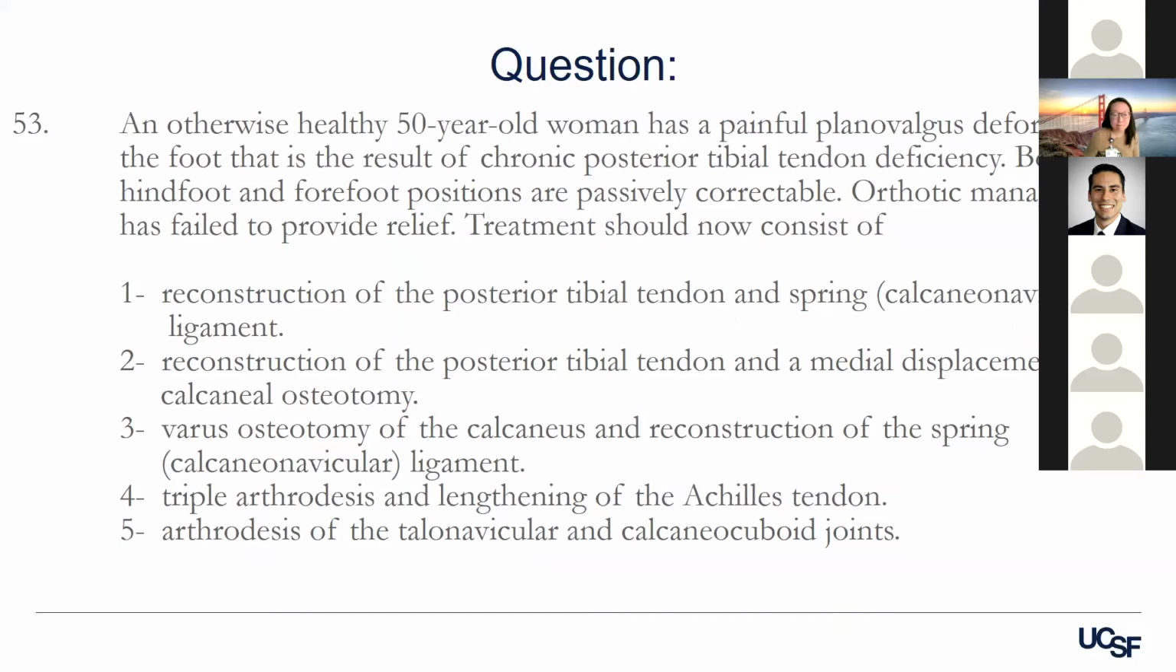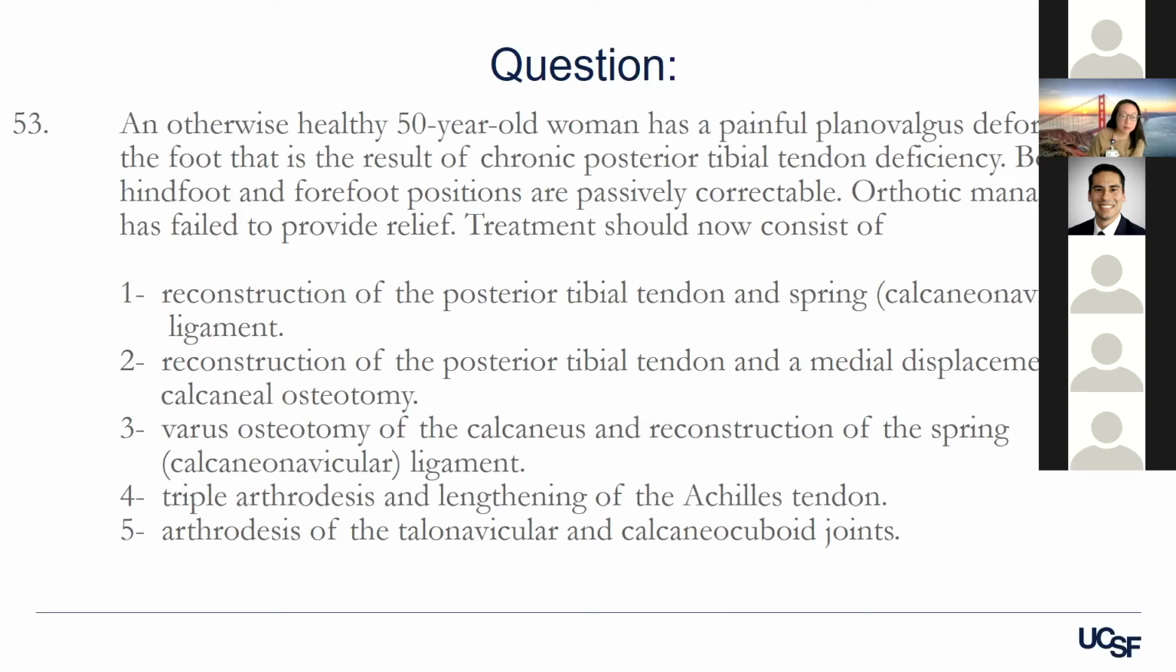All right, so an otherwise healthy 50-year-old woman has a painful planovalgus deformity of the foot that is the result of chronic posterior tibial tendon deficiency. Both the hindfoot and forefoot positions are passively correctable. Orthotic management has failed to provide relief. Treatment should now consist of 1, reconstruction of the posterior tibial tendon and spring ligament, 2, reconstruction of the posterior tibial tendon and medial displacement calc osteotomy, 3, varus osteotomy of the calc and reconstruction of the spring ligament, 4, triple arthrodesis and lengthening of the Achilles tendon, and 5, arthrodesis of the talonavicular and calcaneocuboid joints.